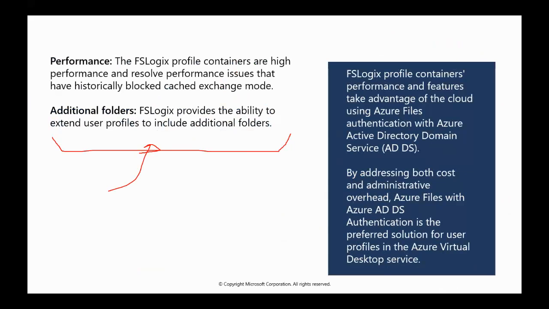Besides the user profile, we can have additional folders that can be used for additional software or for additional applications. So integrating Azure Files with Azure Active Directory, FSLogix profile container performance and features take advantage of the cloud using Azure Files authentication with Azure Active Directory Domain Services. By addressing both of them, it can reduce the cost and reduce the administrative work overhead. So this means that whenever I use FSLogix, I am having greater performance and much easier management over these folders.